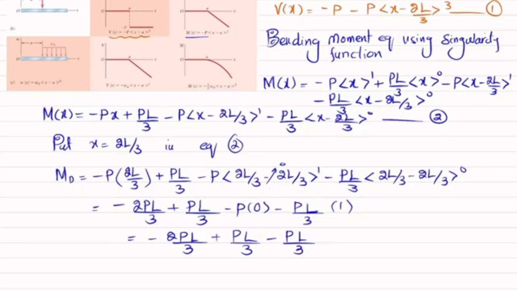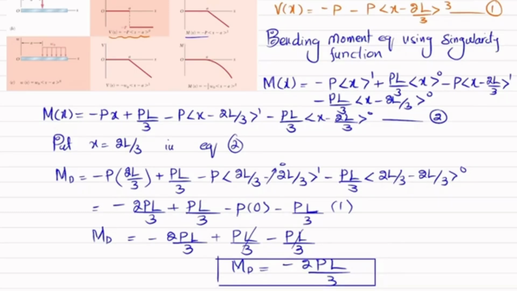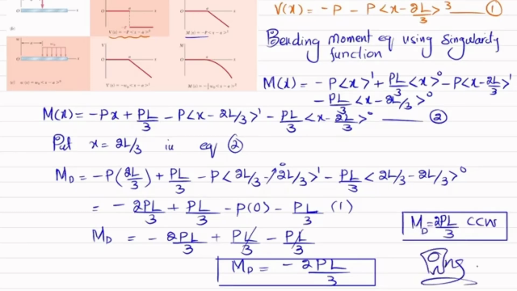Okay. So you can see these two can cancel with each other. So the moment about point D will be equal to minus 2PL divided by 3. Or you can say that this moment is equal to, if you want to remove the minus, 2PL divided by 3, and that will be a counterclockwise moment at point D. And this is the answer of this question.